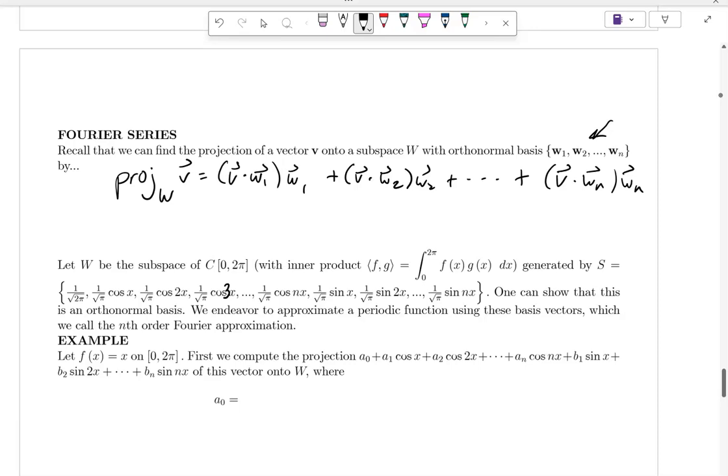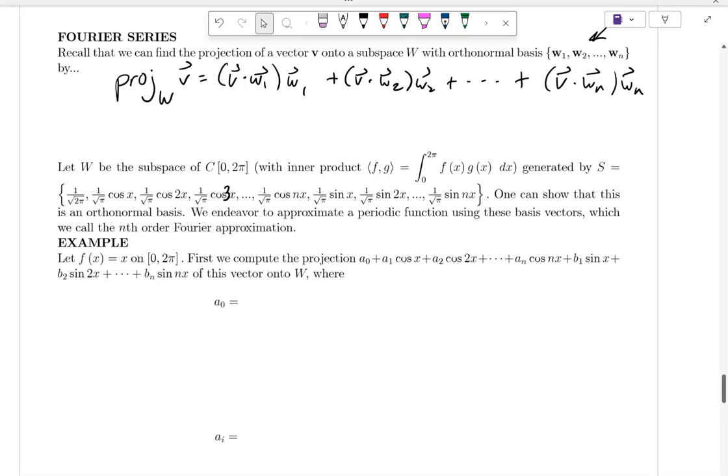So if I ignore those 1 over root pi's and that 1 over root 2 pi, I've got an orthogonal basis. Those constants out in front are dividing by their magnitudes, so I can make it an orthonormal basis. Without going through all the work, if you want to see it, I'm happy to show it to you outside of class. But this really does form an orthonormal basis. So using this, we can create a projection of any other function that I want and approximate it with these trig polynomials.